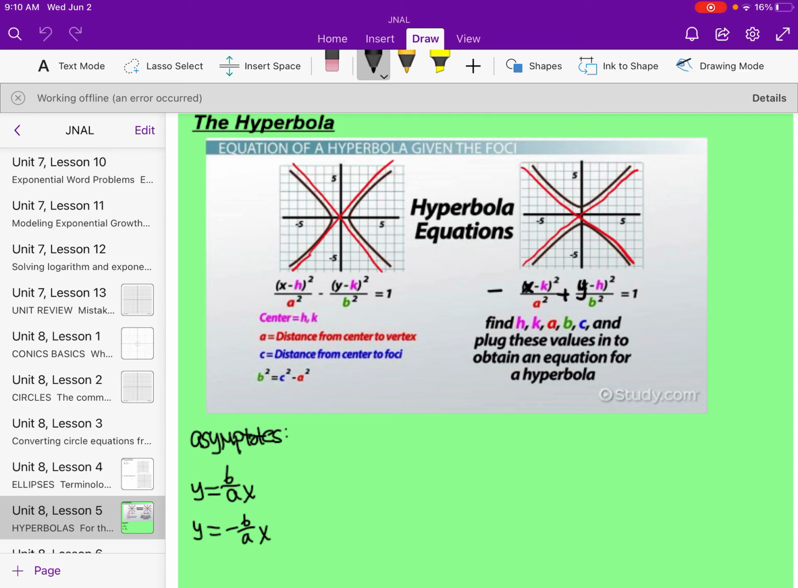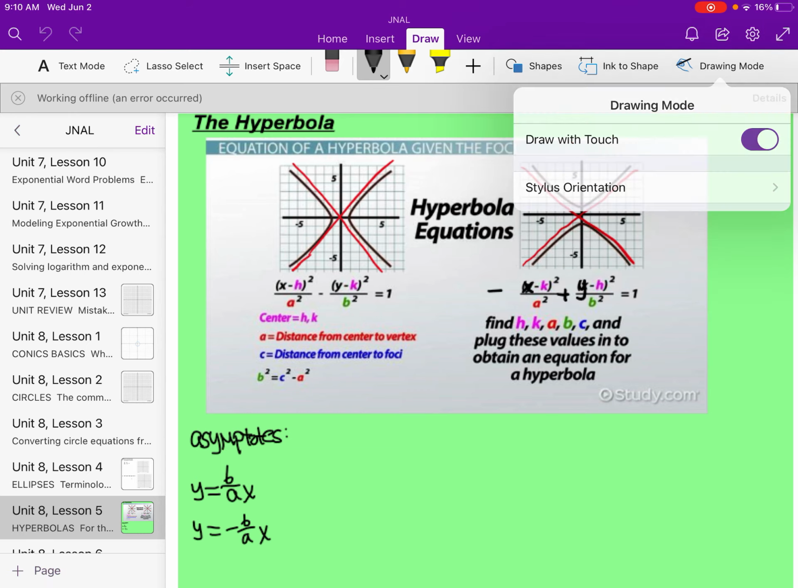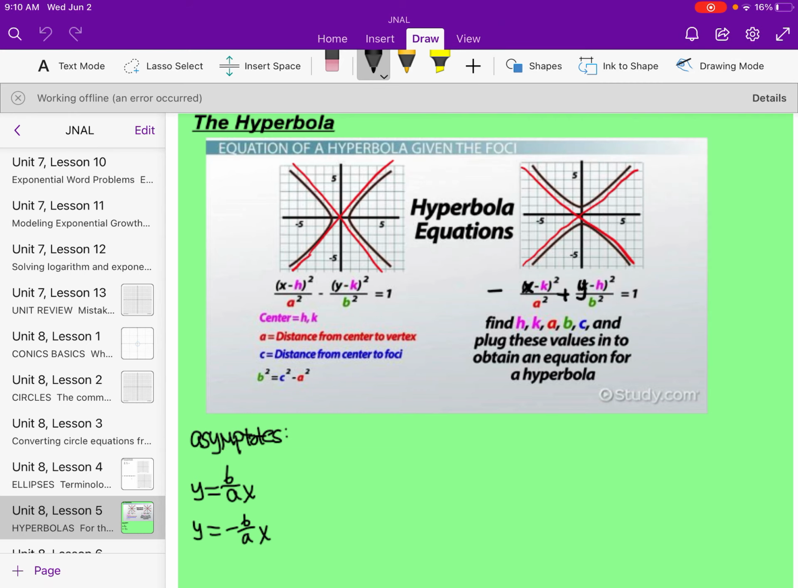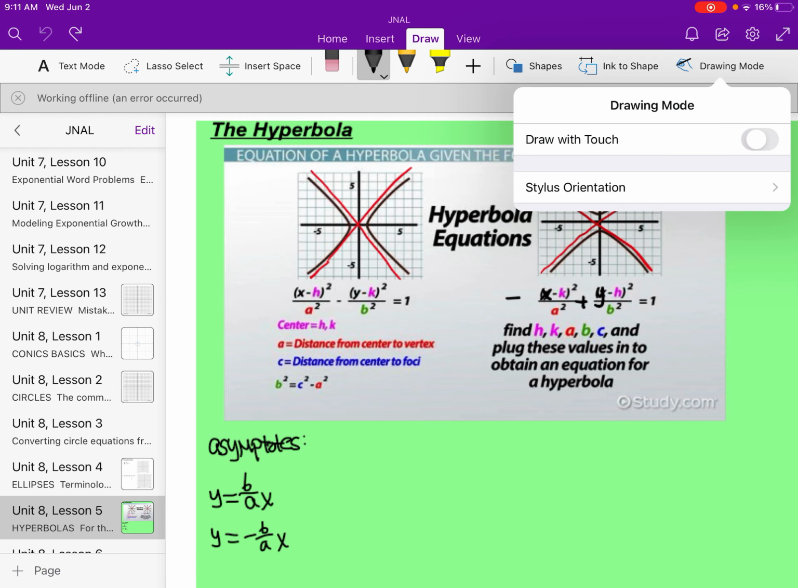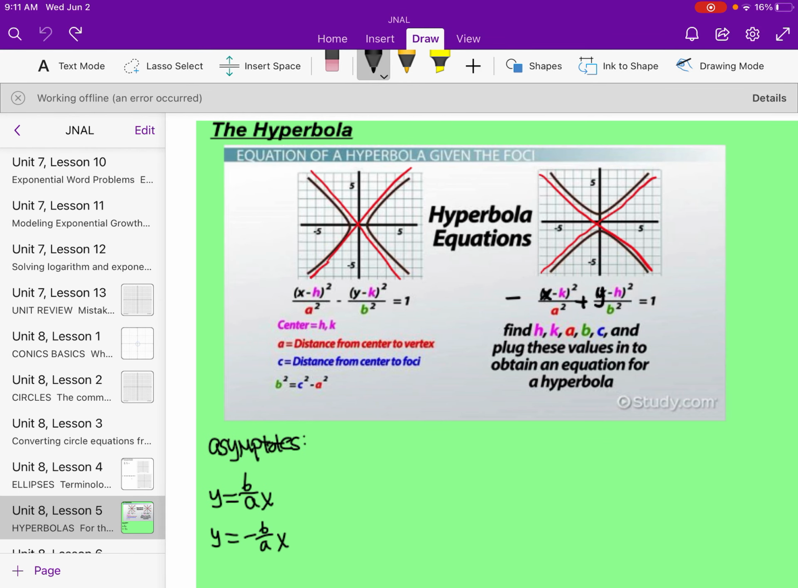But these are the equations, and there is a horizontal hyperbola and a vertical hyperbola. And here's how you know if one is the other. By this, if the x part is positive, then it's horizontal. If the y part is positive, then it is vertical. And it looks like the ellipse one that we did in the last lesson, because it's the same, except for, remember, they have positive and negative.